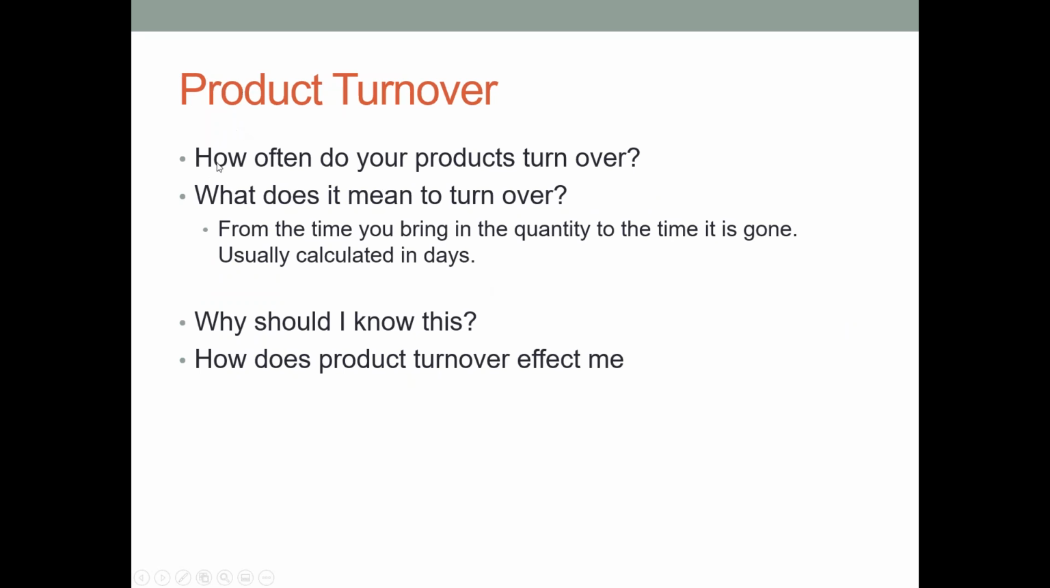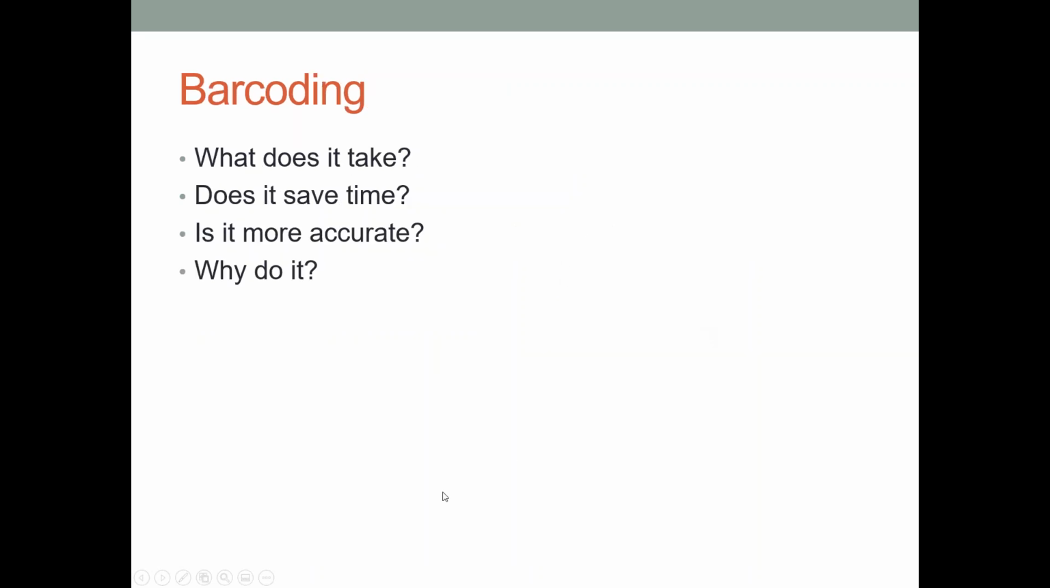Yeah, so when you don't have inventory controls, you'd be surprised what happens. Product turnover: how often do your products turn over? What does it mean to turn over? Why should I know this? We'll go quickly through this, but basically, how long has your product been sitting in your warehouse? How often do you sell it? This kind of stuff is very important to know just to make things run a little faster.